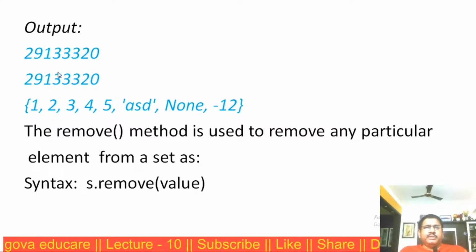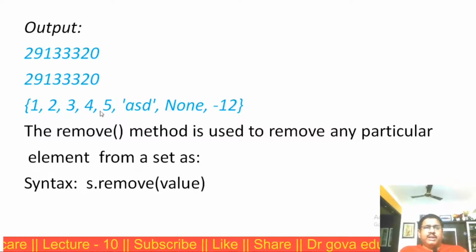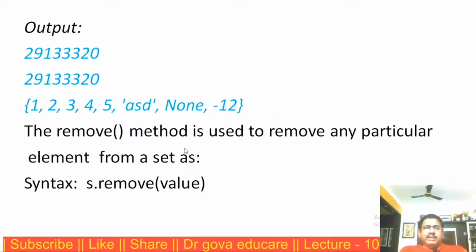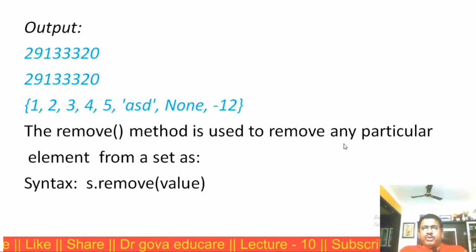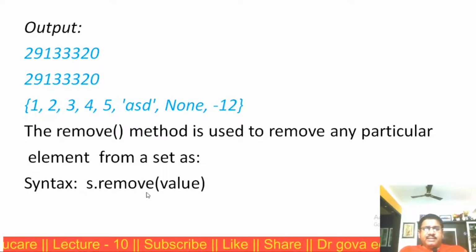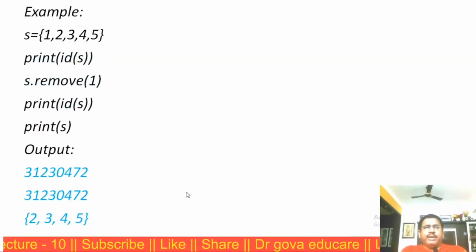This is the output. The IDs are same. 1, 2, 3, ASD, none, minus 12. This is the output. The remove method is used to remove any particular element from the set. This is the syntax: S dot remove of value.